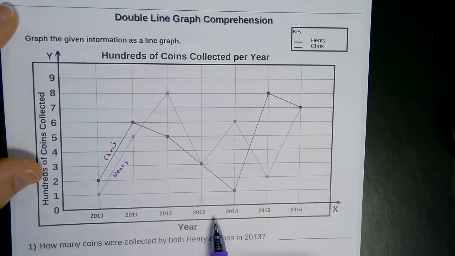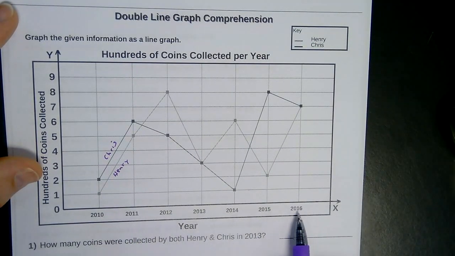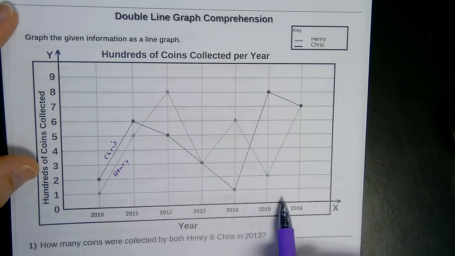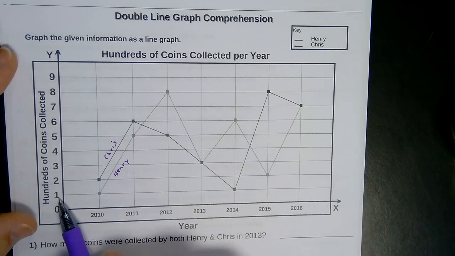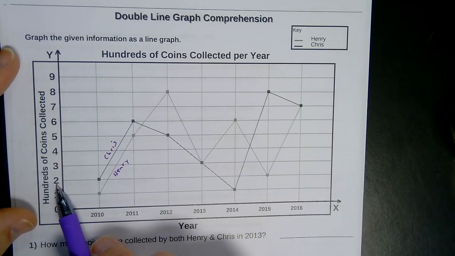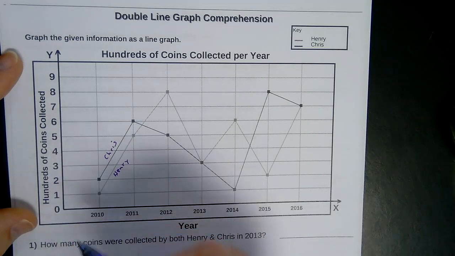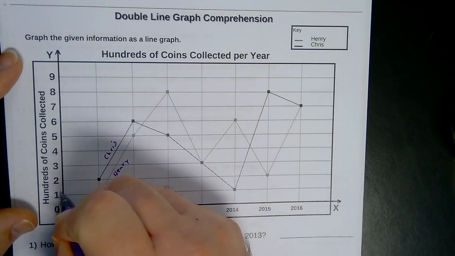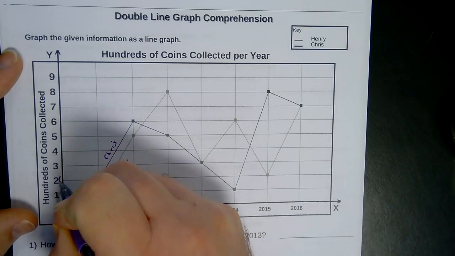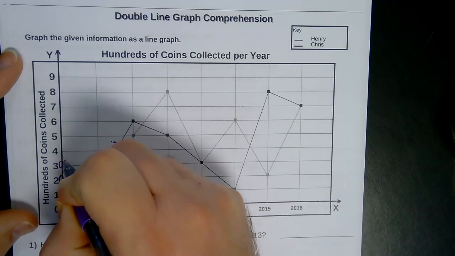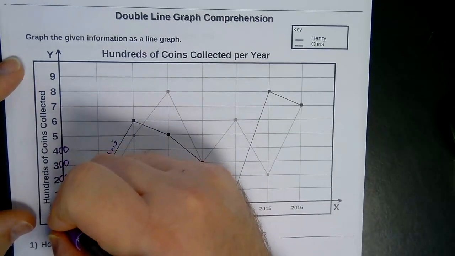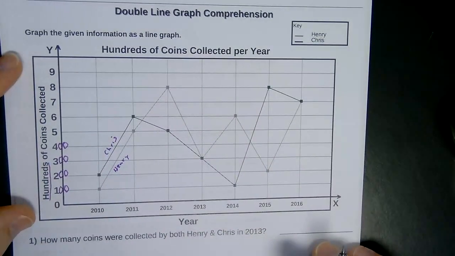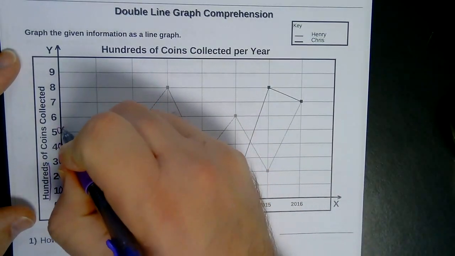Okay. Looks like the years are on the bottom, starting with 2010 to 2016. Each square goes by 1 year. Then horizontally, I have hundreds of coins collected. So that means this one means 100, 200, 300, 400, 500. You can use the ones, or if you want to put zeros in there to remind yourself they're in the hundreds. Sometimes that helps. I'm going to underline that so I know it means the hundreds. Sometimes it's helpful.